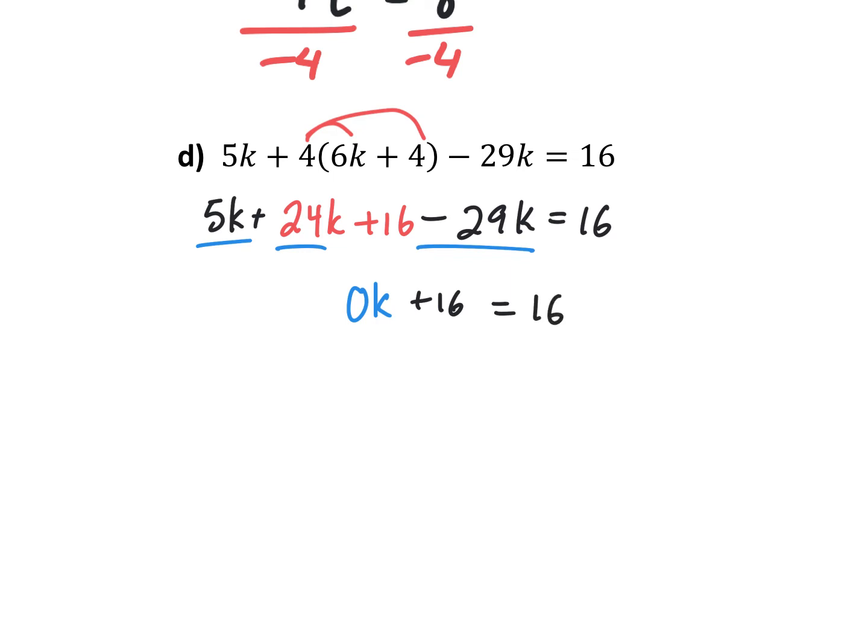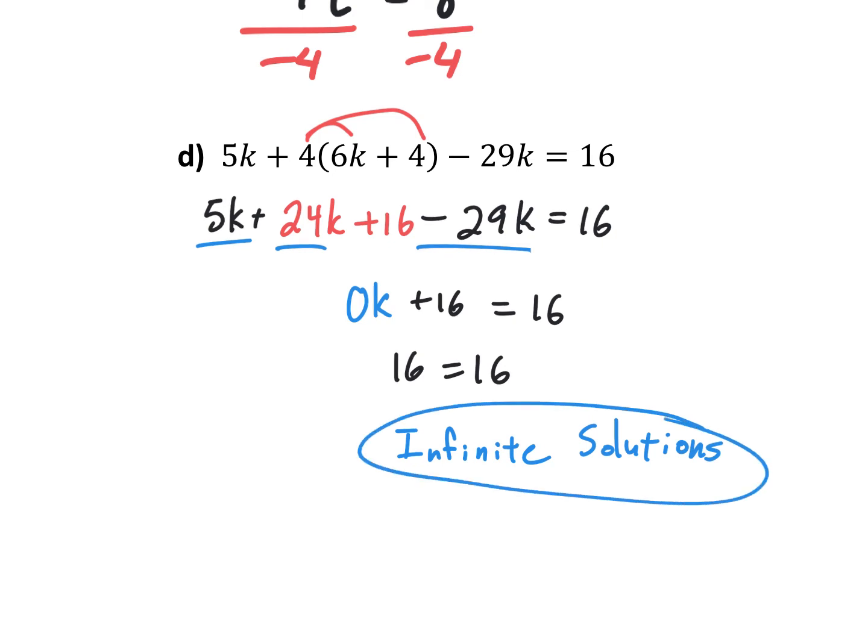But of course, we don't have to write a 0k. So really, it's just 16 equals 16. That is a true statement. So it means we have infinitely many solutions. So you can really have three options. You could have one solution, infinitely many solutions like this one, or you could even have no solutions.